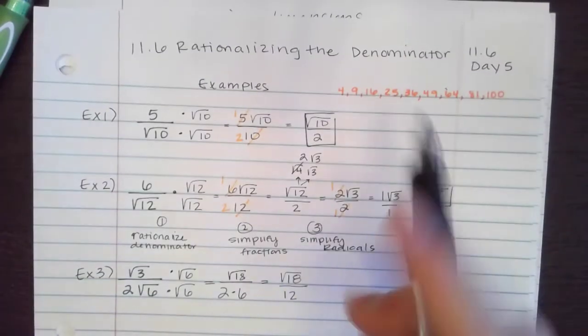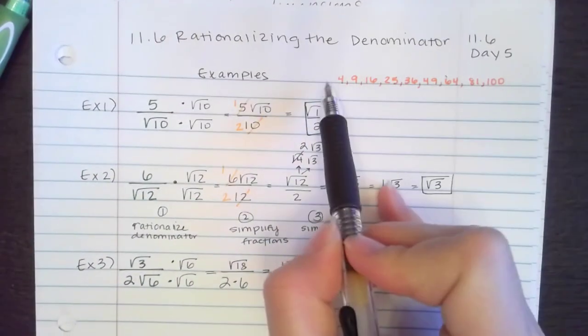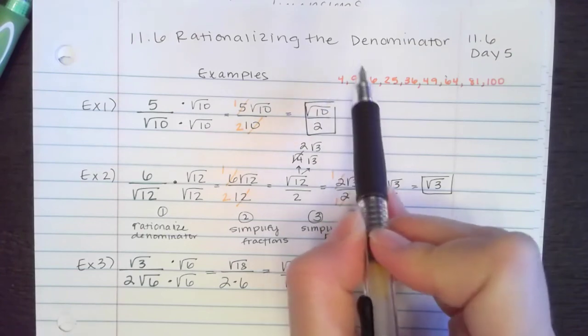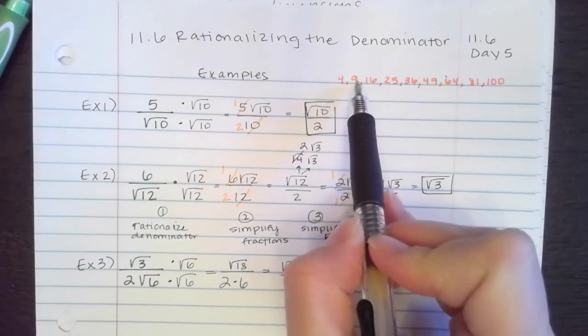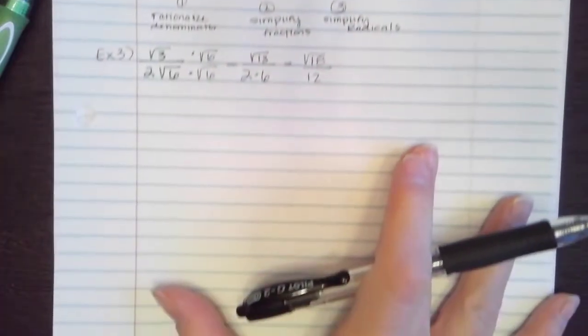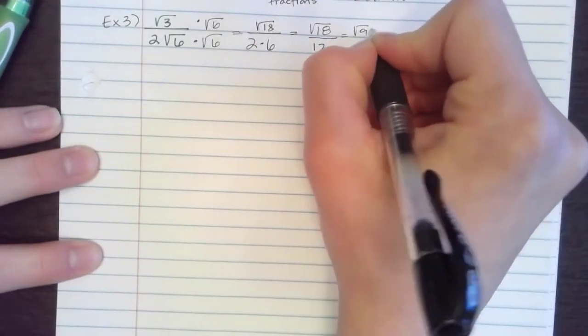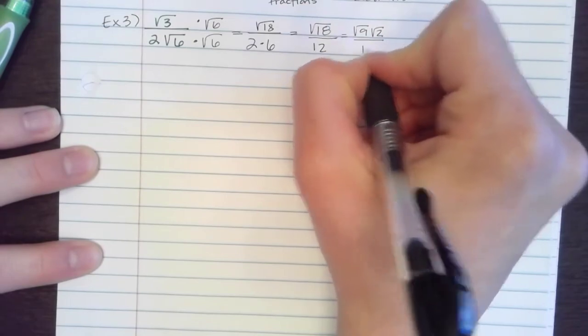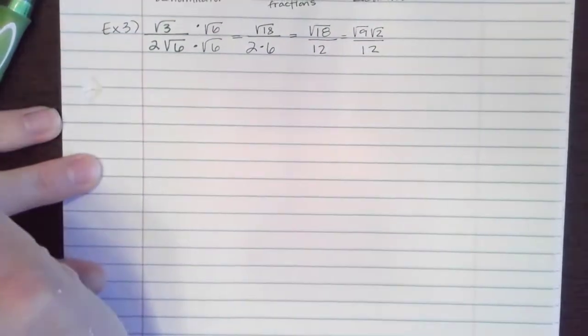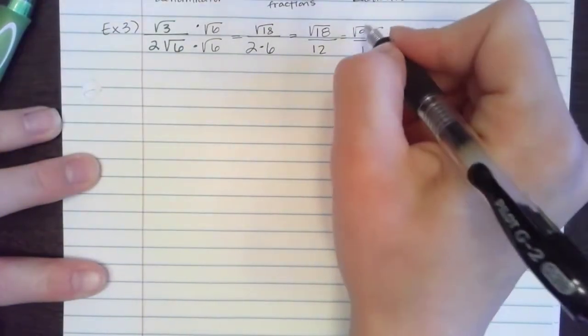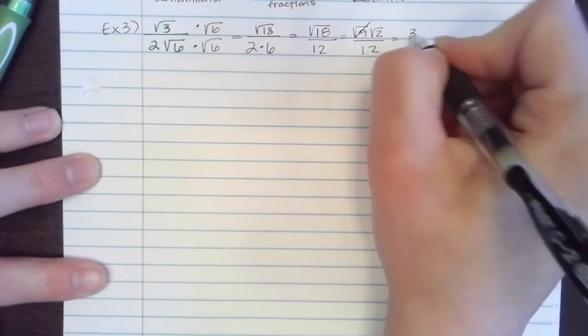What perfect square goes into the square root of 18? Does 4 go into 18? No. Does 9 go into 18? Yes. So 9 and 2 are the ones you're going to pick. So the square root of 18 is the square root of 9 and the square root of 2. The 12 doesn't change. It just keeps moving over. What is the square root of 9? The square root of 9 is 3.